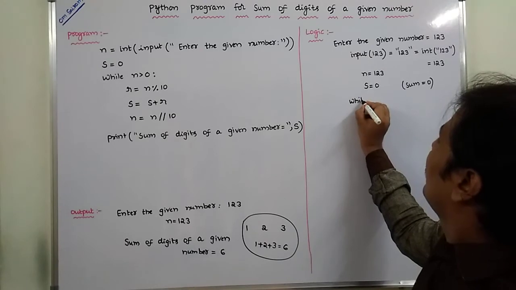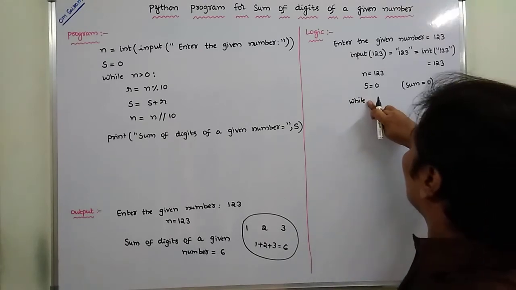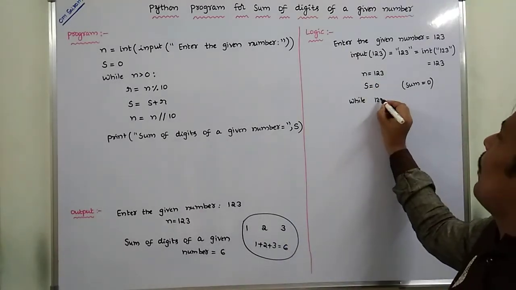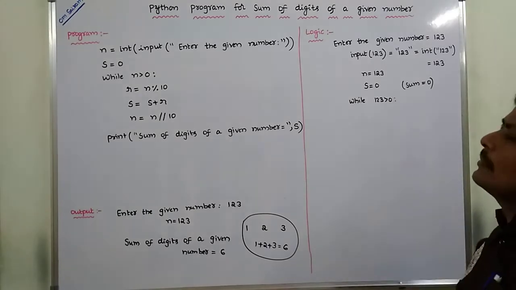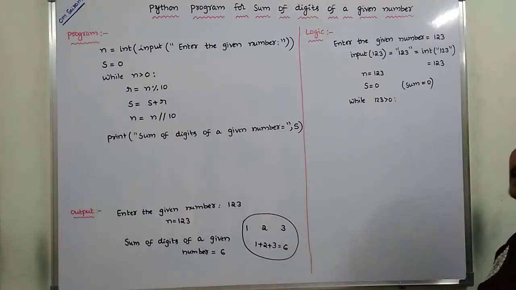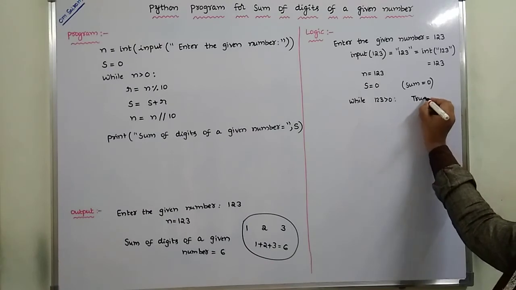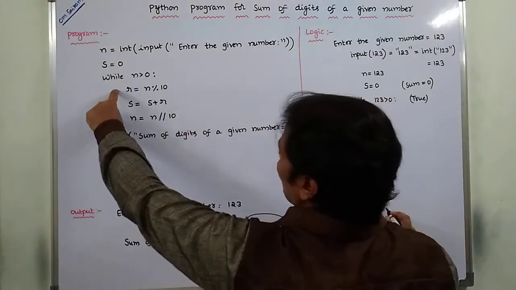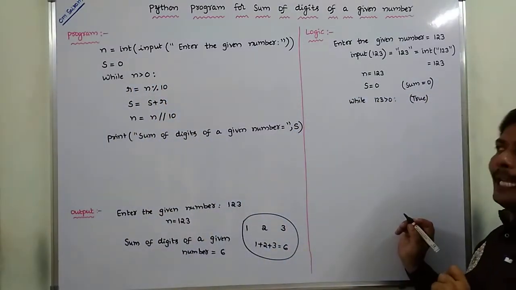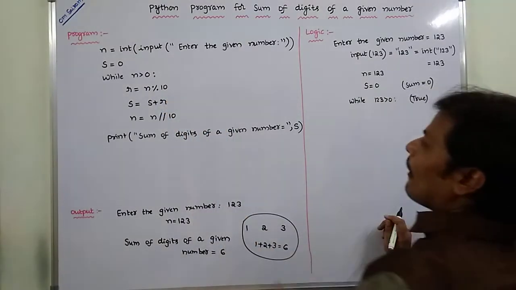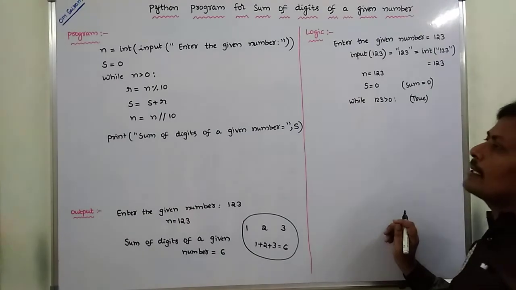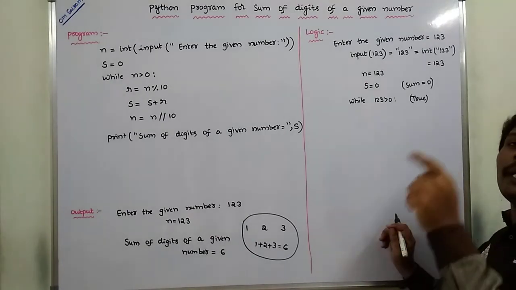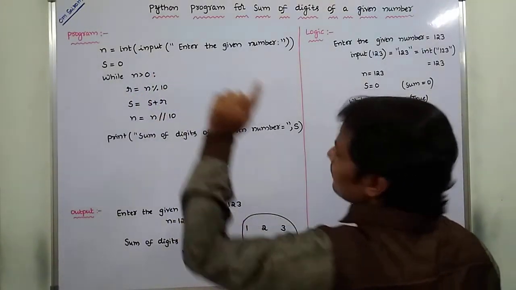Next step, while n greater than 0. So what is the n value here? n value is 123. So 123 greater than 0, yes, 123 is obviously greater than 0. So now this condition is true. If this condition is true, the control goes to the statements within the while loop. There are 3 statements. Once the 3 statements are executed, again the control goes to the while loop. This procedure is repeated until this condition is false.